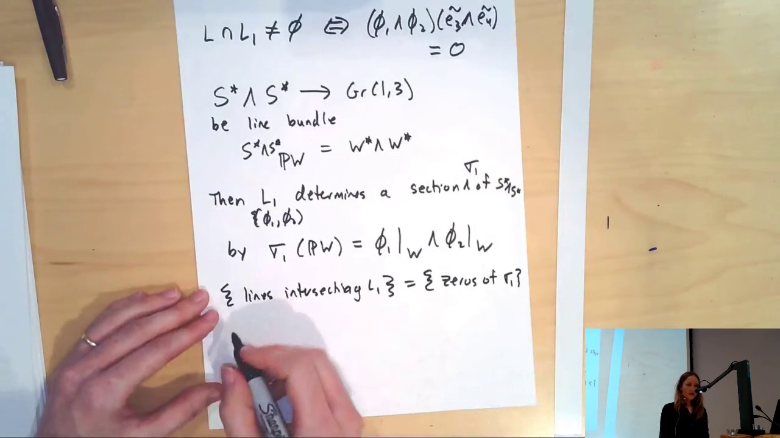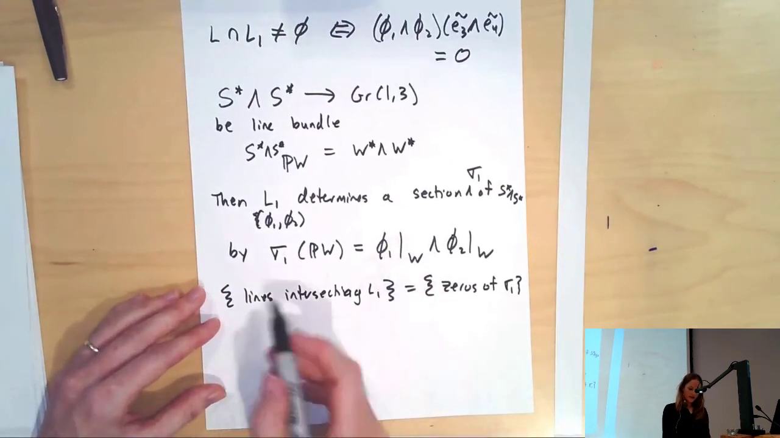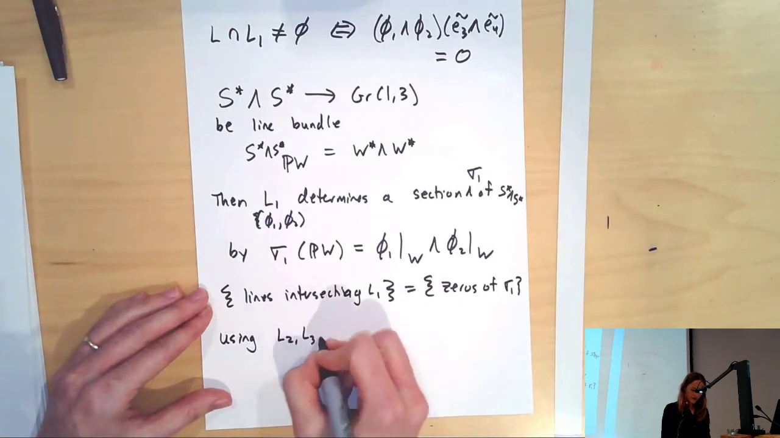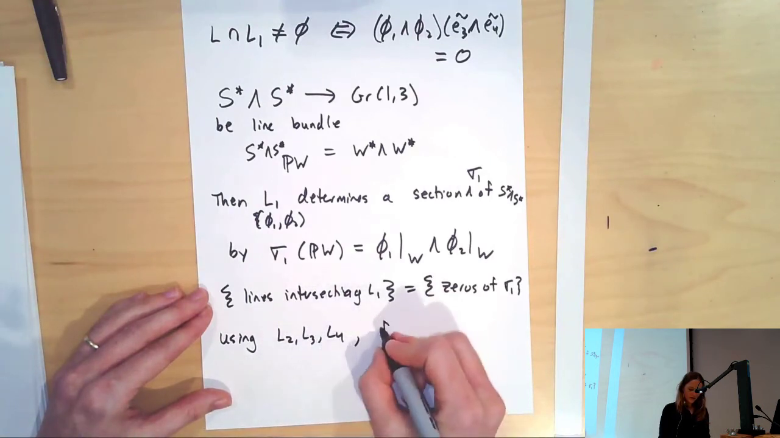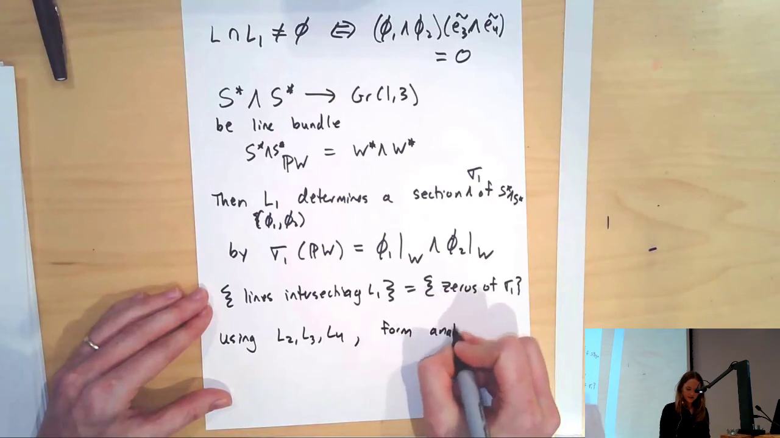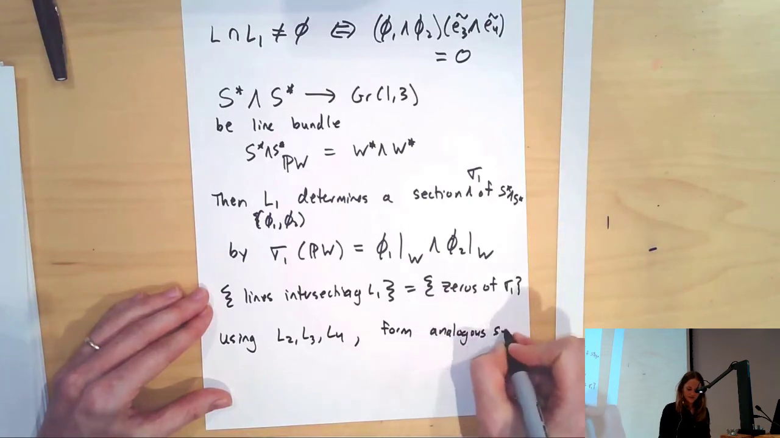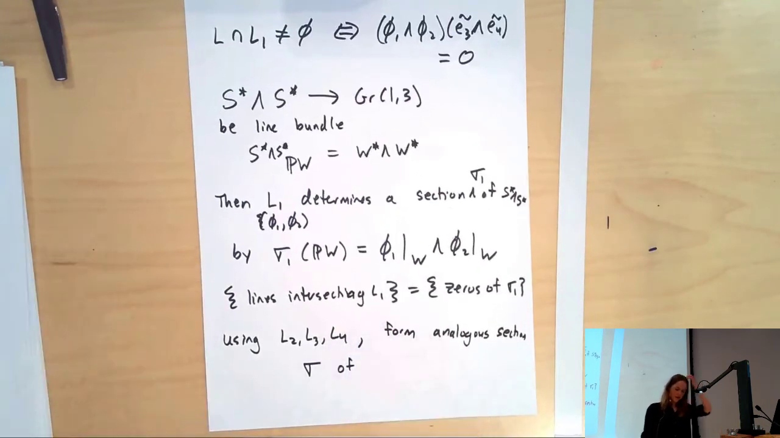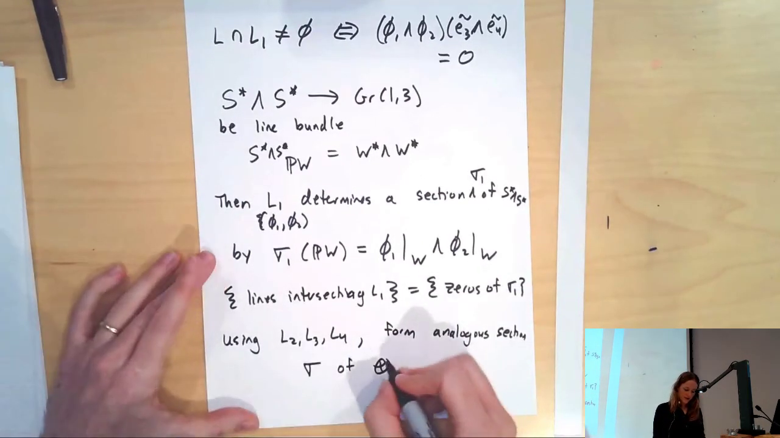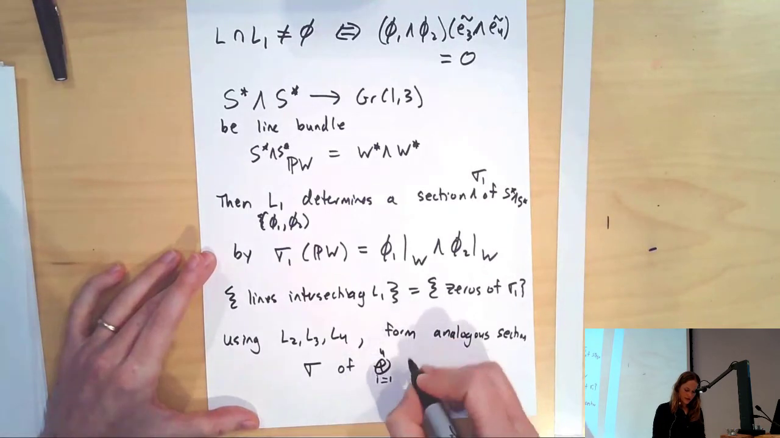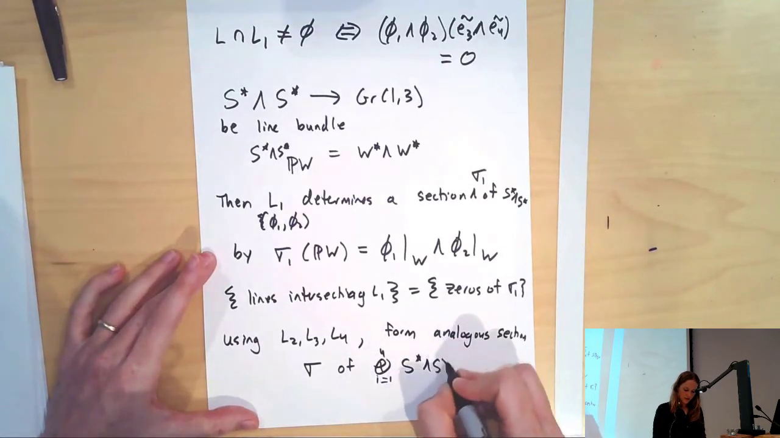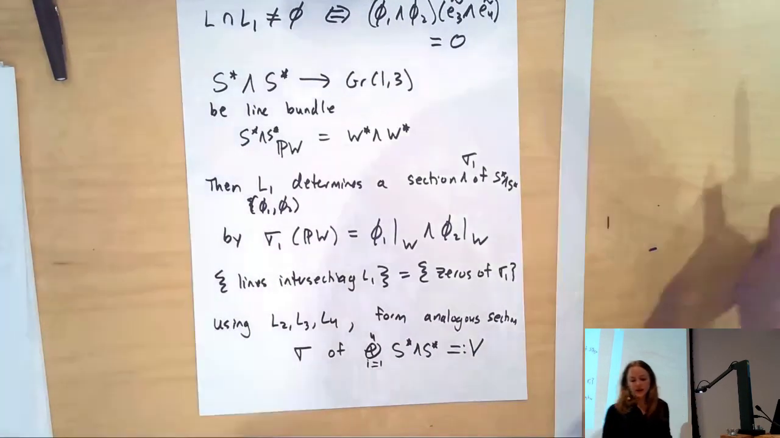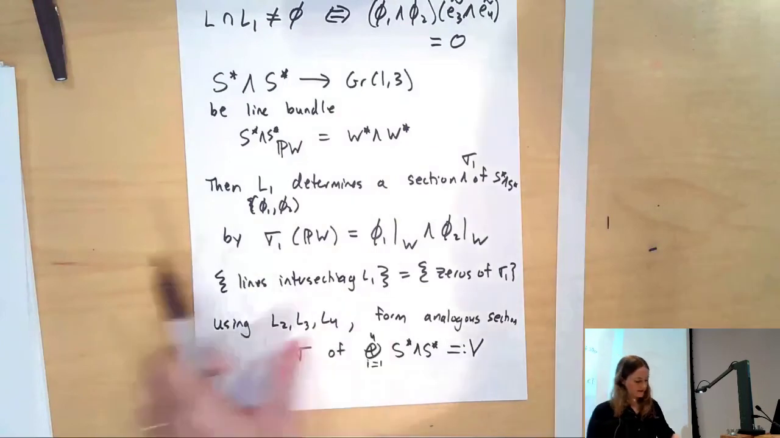So using the other three lines we have, we can get a section of a different bundle. Using L2, L3, L4, we can form an analogous section, sigma, of the direct sum, i equals 1 to 4, of S dual wedge S dual. Let's abbreviate this and call it V, and we have that the zeros of sigma are exactly the lines we're looking for.